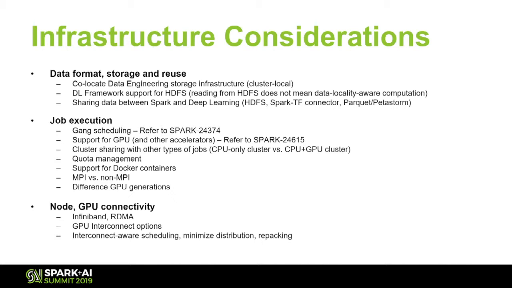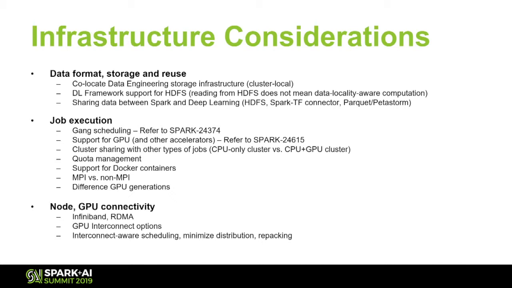So the second category is about job execution. Hyong talked about some of it as a part of the Project Hydrogen introduction. So here, I have listed out some of the other considerations as well. Like gang scheduling is one of the key things. In big data processing, you don't need all resources to be available, and not all tasks need to be started exactly at the same time. But in the case of high performance computing or deep learning, you need all the resources available at the same time, and all the tasks need to be started at the same time.